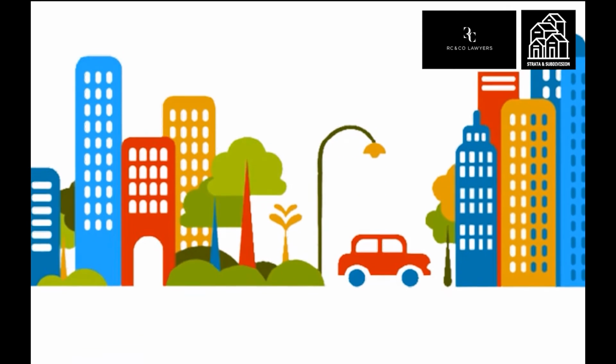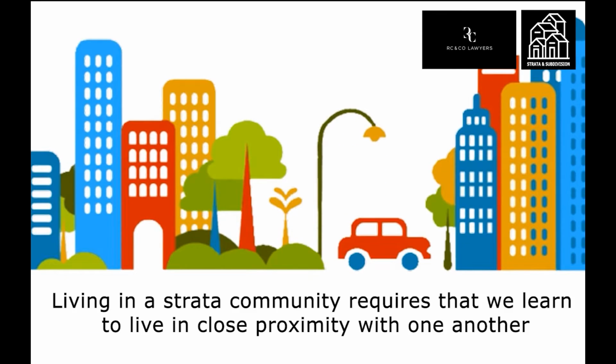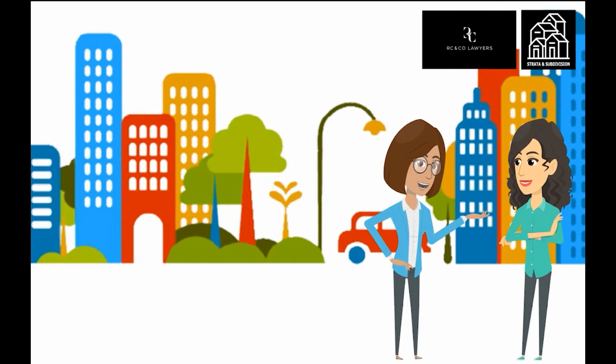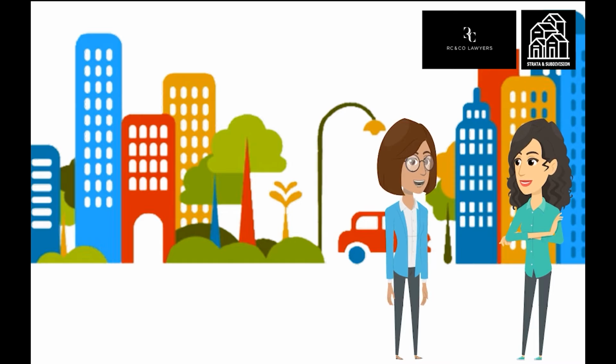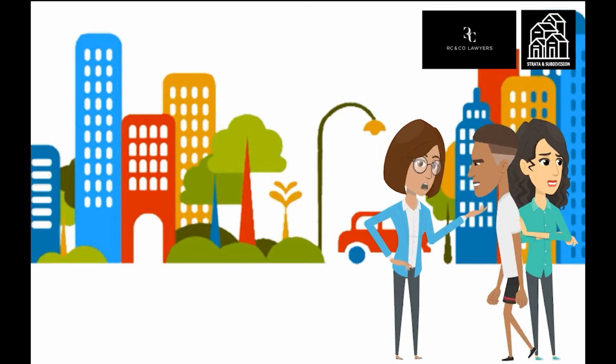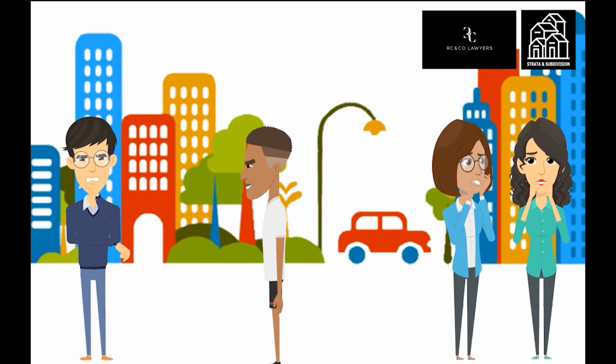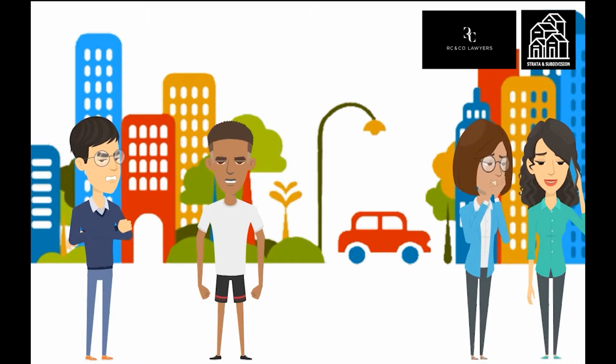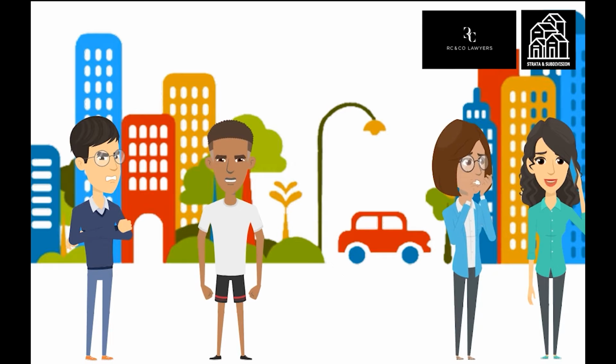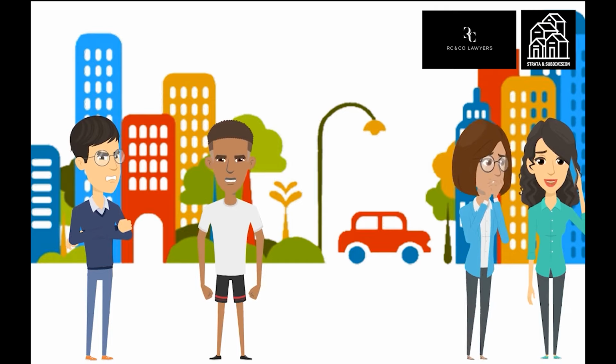Living in a strata community requires that we learn to live in close proximity with one another. Living in close proximity means that there may be times that others could affect one's enjoyment of their property and the common area. Where disagreements occur, your strata community could receive complaints from residents about others' behavior, including misconduct resulting in damage to private or common property.